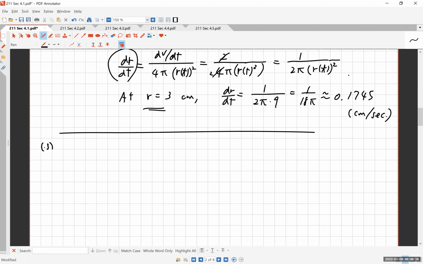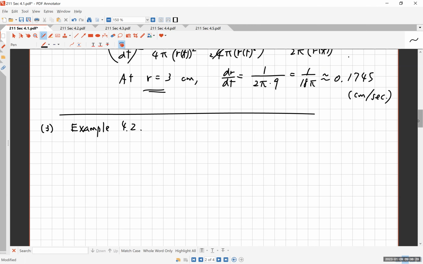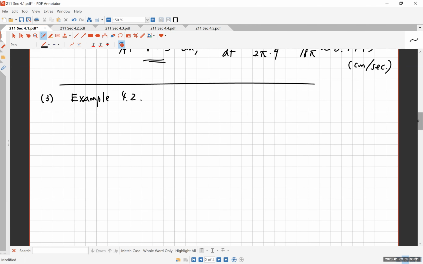All right, number 3. Now, this third problem is quite different. You notice that the first two are actually kind of similar, right? So this is another one of those classic problems that you find probably in every calculus book. All right, let me write down the question.